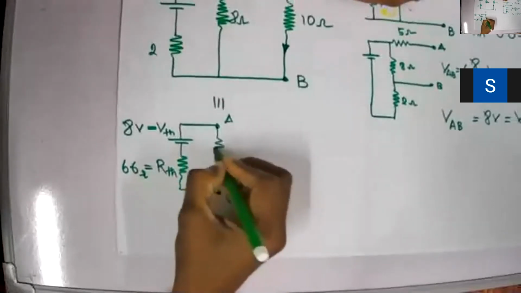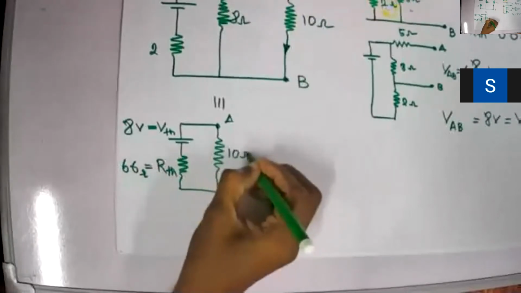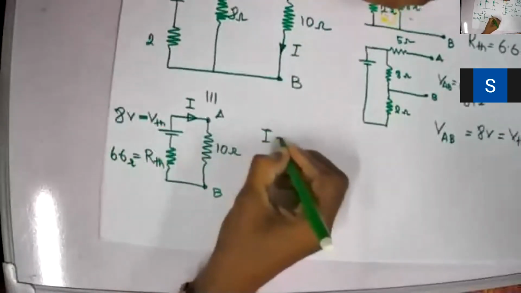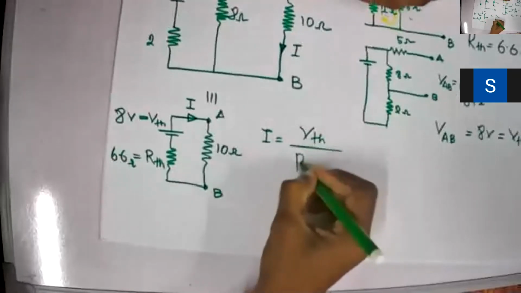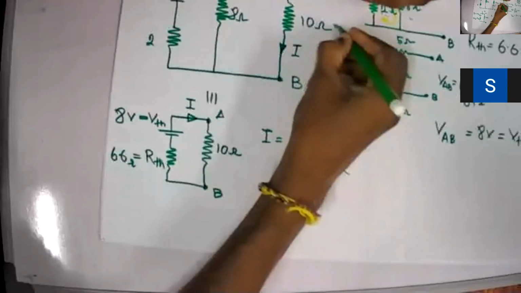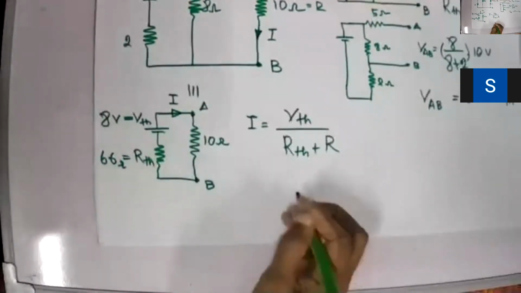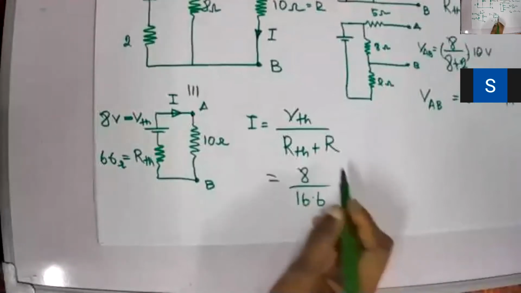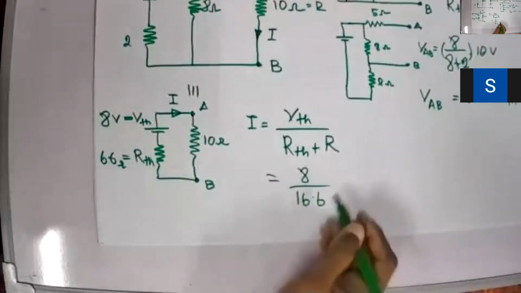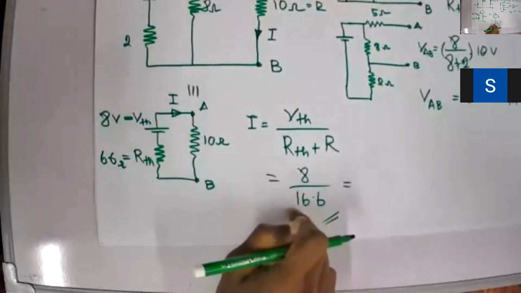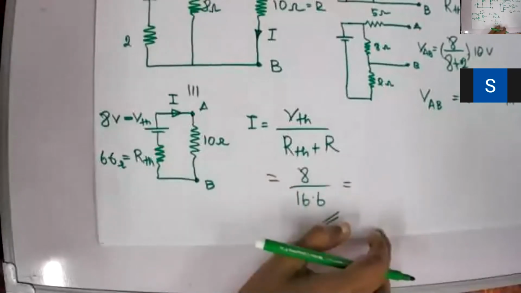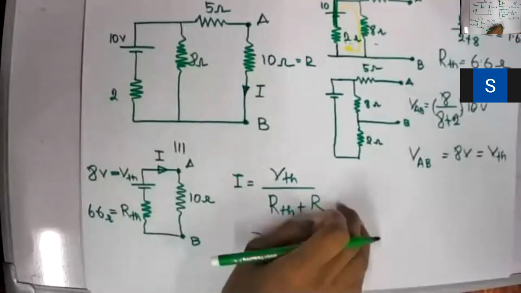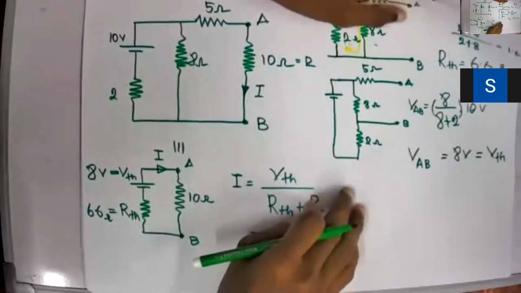Simply, if I connect a load R here, which is 10 ohm, I can easily calculate the current through this one. If this is I, then I will be equal to VTH divided by RTH plus R. So this will be 8 divided by 16.6, since 10 plus 6.6 is 16.6. This will be enough for me. If you have a calculator, just simplify it and give the final answer. So this is how we apply Thevenin's theorem to simplify a circuit.